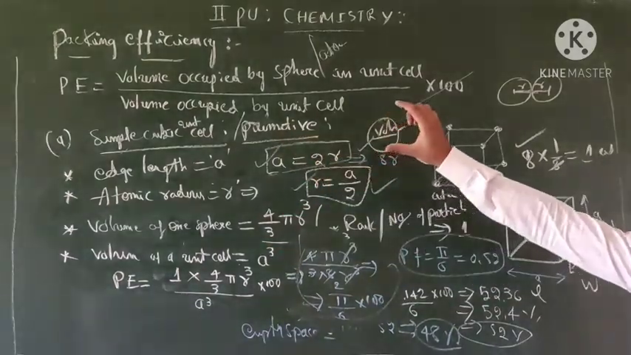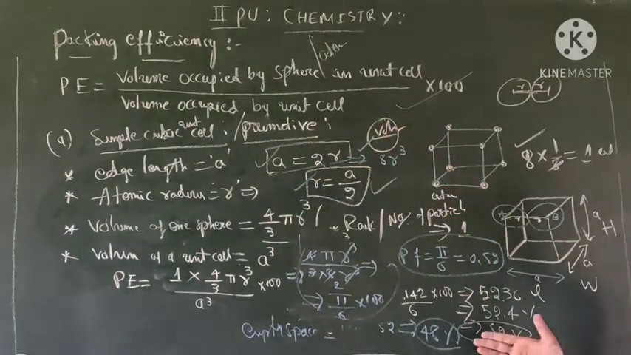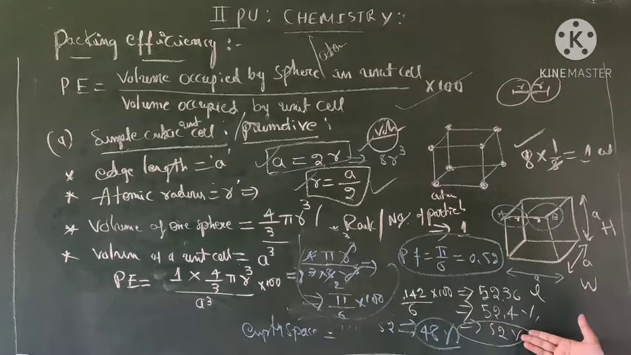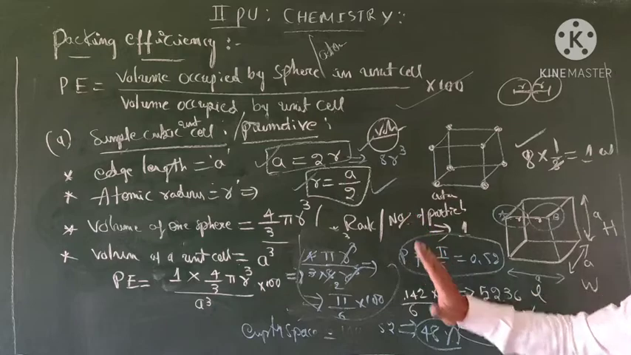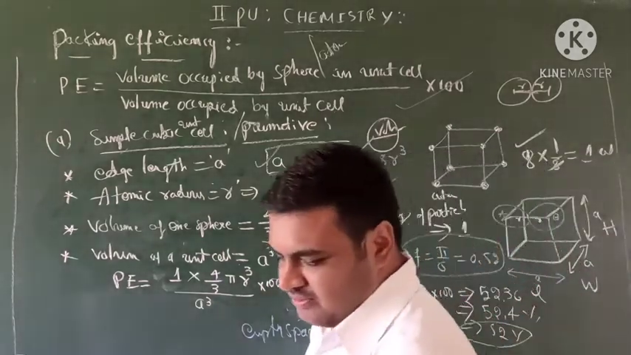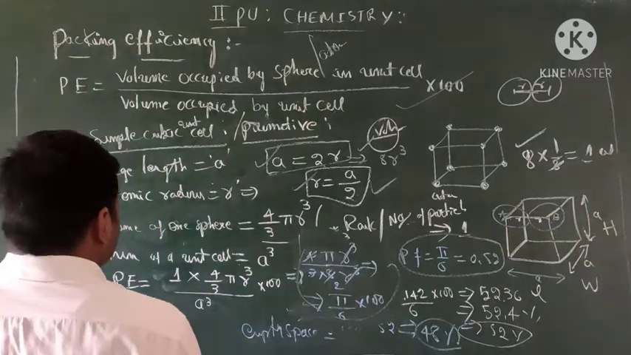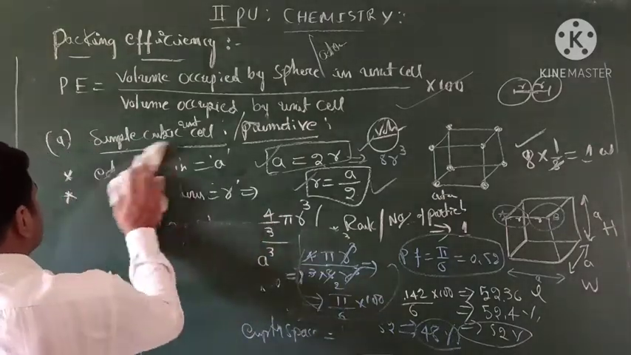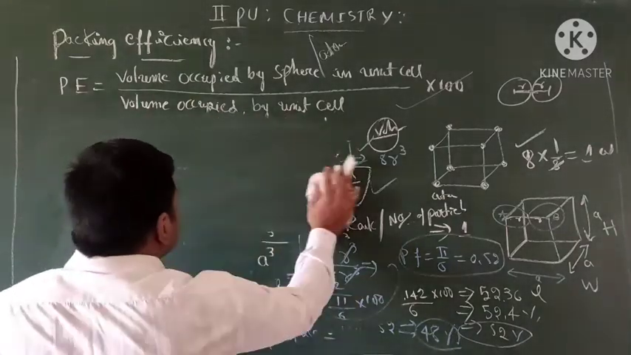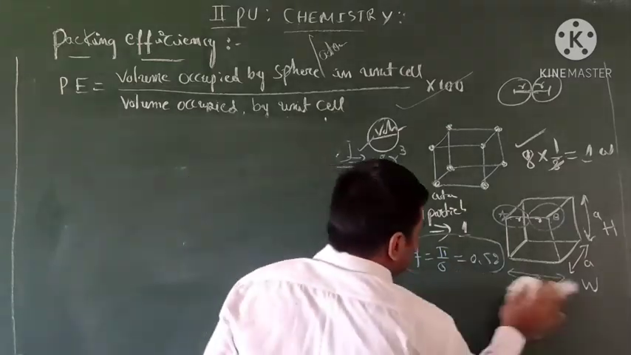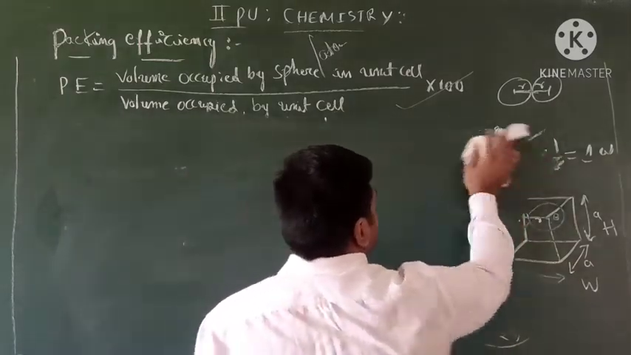Simple cubic cell packing efficiency, or in a 1 mark question, we write how much packing efficiency is present in a simple cubic cell. This is 52%. Okay, this is about the first, simple cubic cells. Let me go for the second one, body centered cubic cells. Okay students, next one.